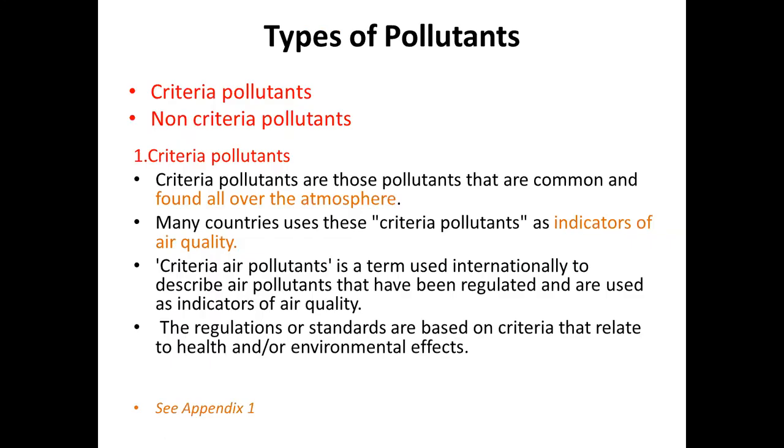Then again, we can categorize pollutants as criteria pollutants and non-criteria pollutants. Criteria pollutants are those pollutants that are common and found all over the atmosphere. Usually, the criteria pollutants can be found all over the atmosphere and they are used as indicators of air quality. Let's see what the indicators are.